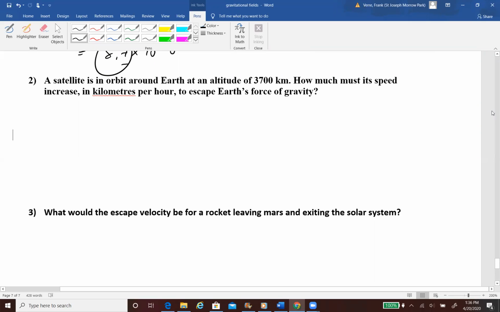All right, next question we have, it's an escape velocity question. We have a satellite that's orbiting around Earth at an altitude of 3,700 kilometers. So relative to the center of the Earth, its distance would be 6.3 times 10 to the 6 meters, the radius of the Earth, plus this distance, which would be 3.7 times 10 to the 6 meters. So its actual distance to the center of the Earth is 10 times 10 to the 6, or 1 times 10 to the 7 meters.